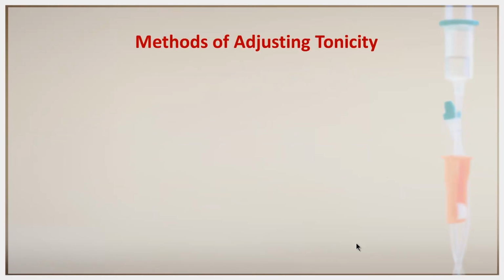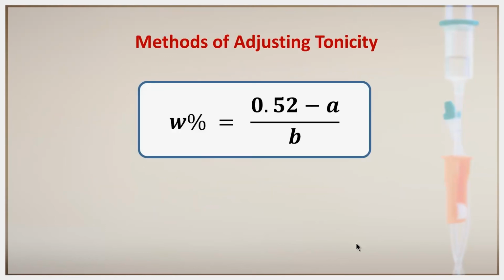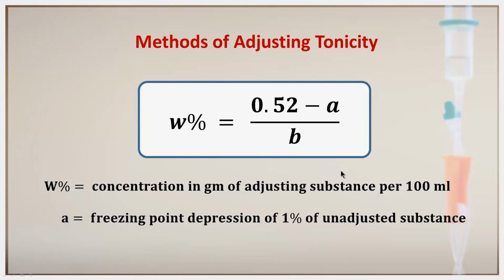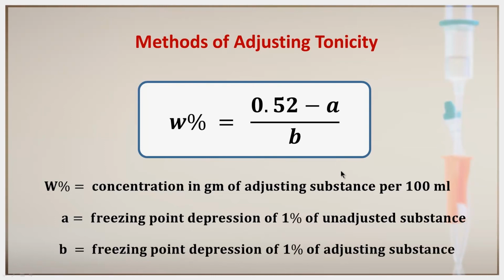In freezing point depression, we add a substance to lower the freezing point of the solution to minus 0.52 degree centigrade. Why are we using minus 0.52 degree centigrade? Because it is the freezing point of blood and tears, and as we all know, parenteral products are administered directly into the blood circulation, so they should be isotonic with blood plasma.